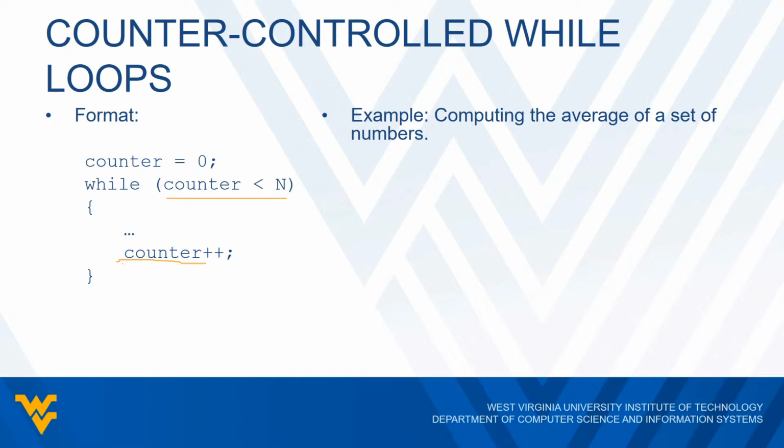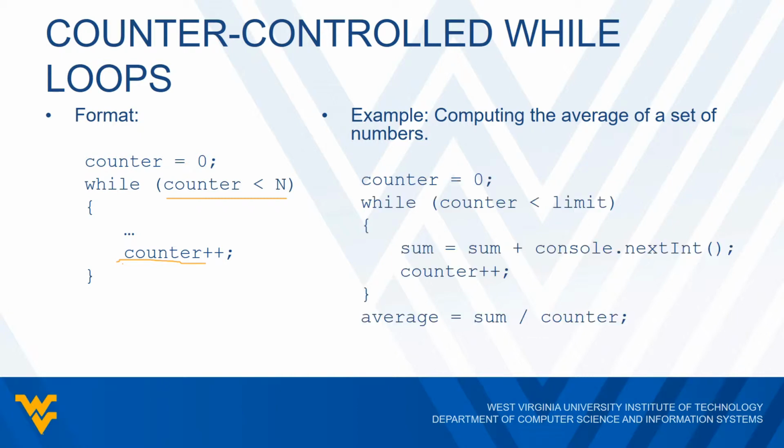So let's look at an example. Let's say we want to get the average of a set of numbers. Well, we can do something like this. In this case, the limit would be the upper bound of the number of things that we want to get the average of. So our counter will be set to 0. And as long as we have not read the limit number of numbers, we would just go into our body and say, take our current sum and add some input value. So the user types in something and that gets added into sum, and we increment our counter.